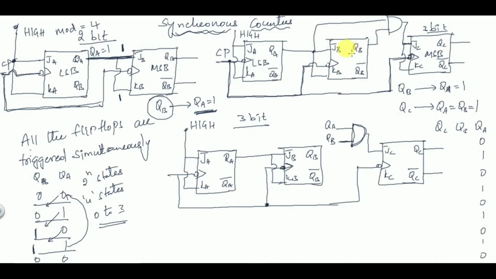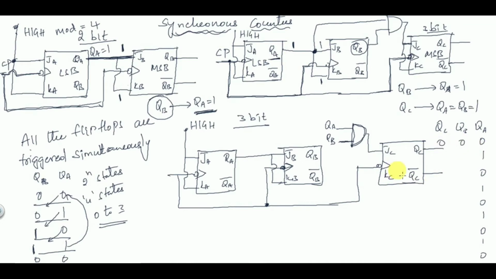Okay, then for QB to toggle, JB must be equal to 1, because JB and KB are tied together. So in order to get this as 1, QA must be equal to 1. So when QA is equal to 1, it changes its state.